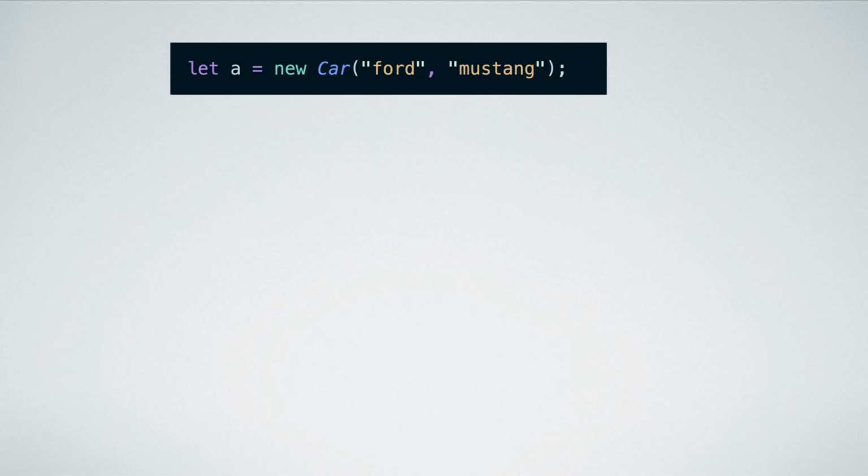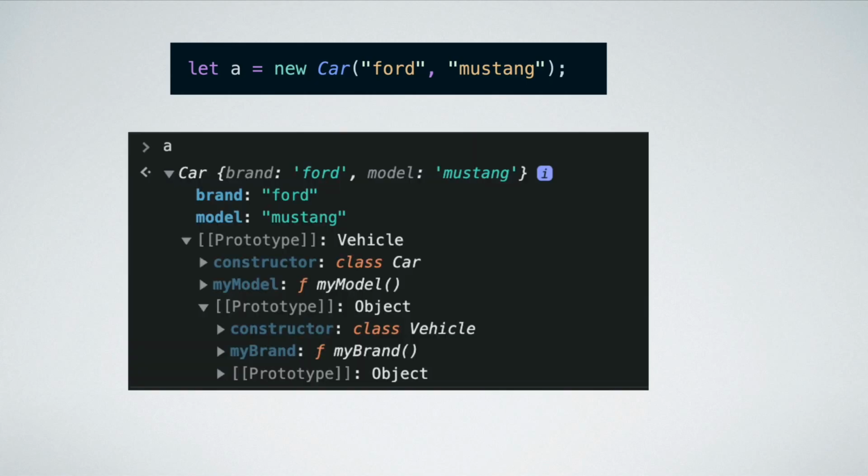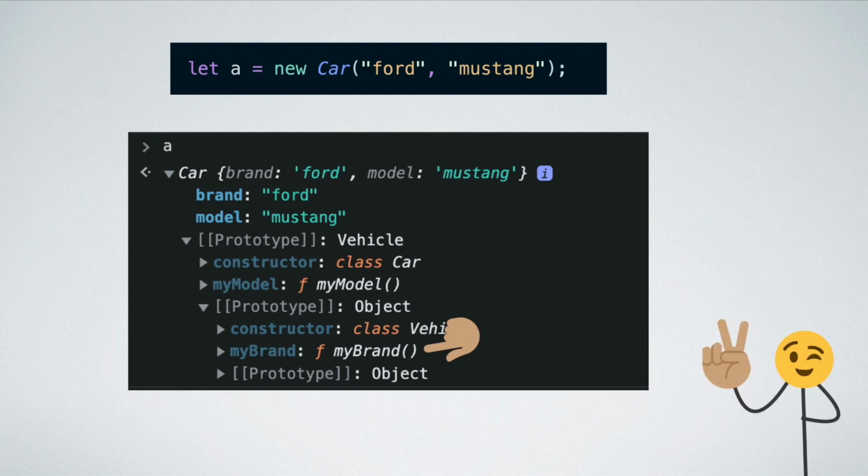That is, if we create a new car object using this car class, we get this as a result. The same object with the brand and model keys set, the same prototype with myModel method, and the same prototype chain linked to vehicle which has the myBrand method. It's just that we have now Javafied the syntax a little, if you know what I mean.